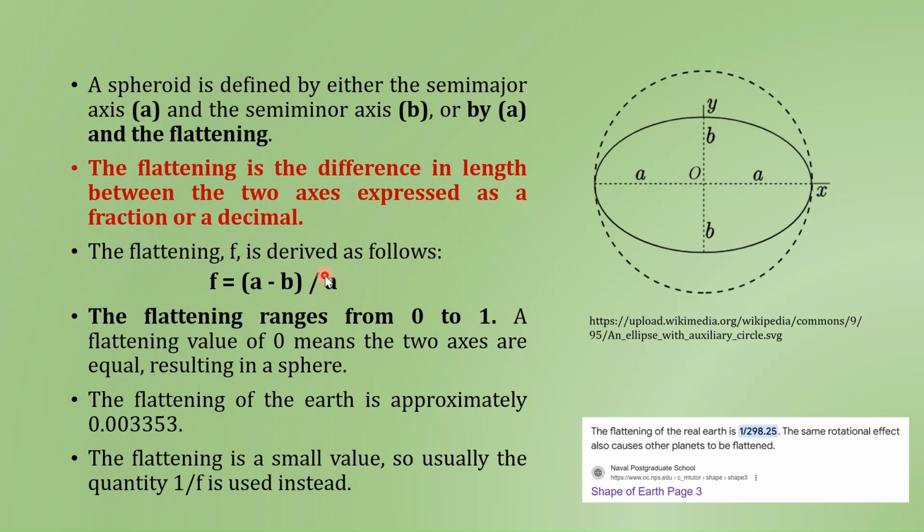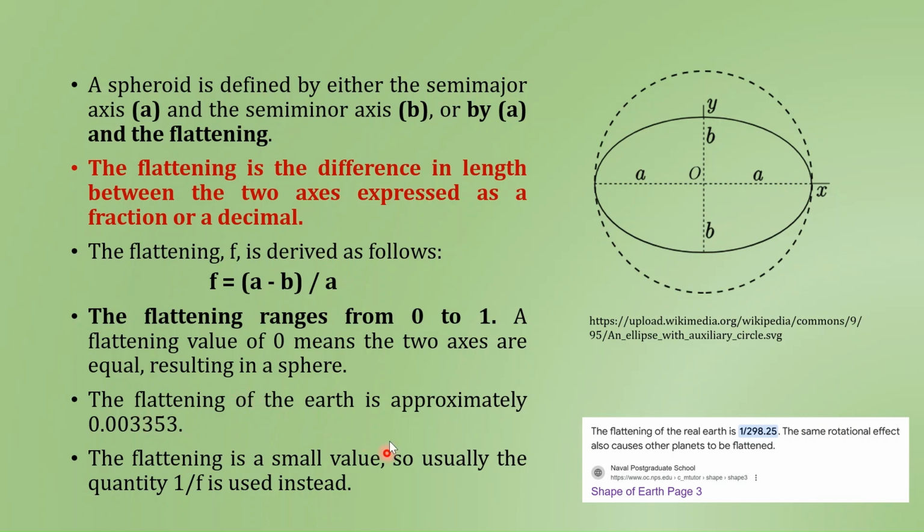And this flattening can be calculated by the following formula. So F can be calculated as the difference between the semi-major and the semi-minor axis divided by the semi-major axis. And the value of the flattening ranges from 0 to 1. So if the value is 0, it means both axes are equal, resulting in a complete sphere.